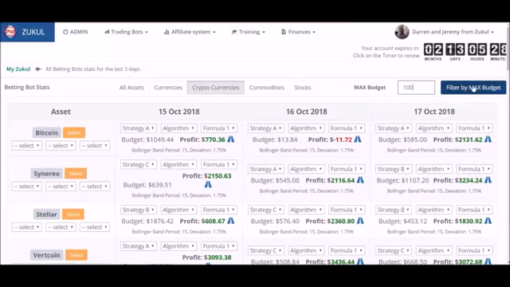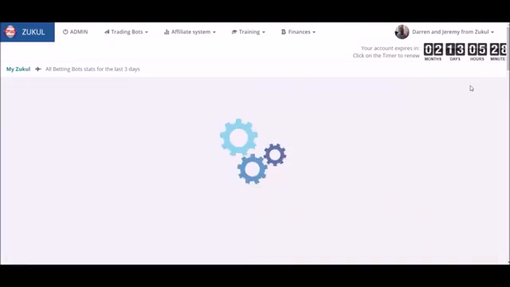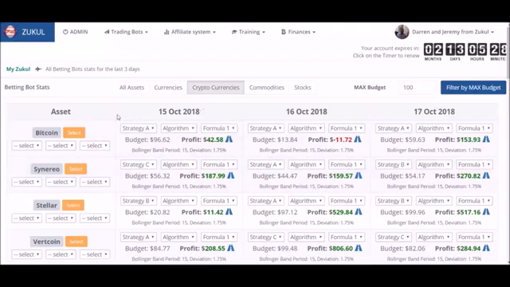We're then going to click our mouse, the filter button. Remember we click that, we don't use the enter button on our keyboard, so you must click it with your mouse. And obviously while this loads up, okay, so as you can see, we've chosen max budget of $100 and we've chosen cryptocurrencies.